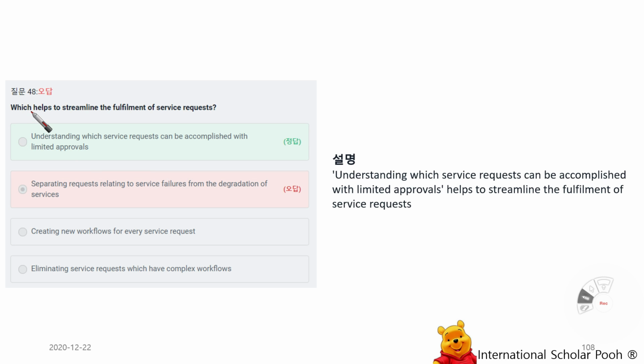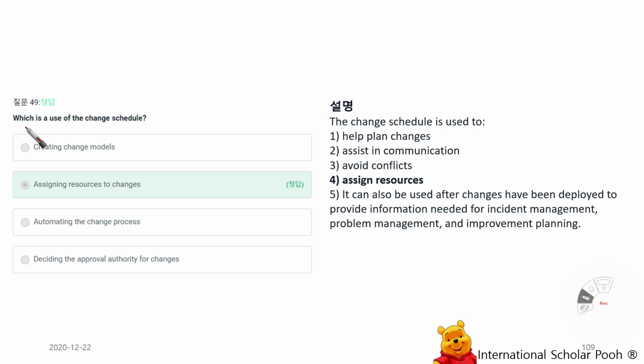Understanding which service requests can be accomplished with limited approvals helps to streamline the fulfillment of service requests. Which practice makes use of the change schedule, assigning resources to changes?